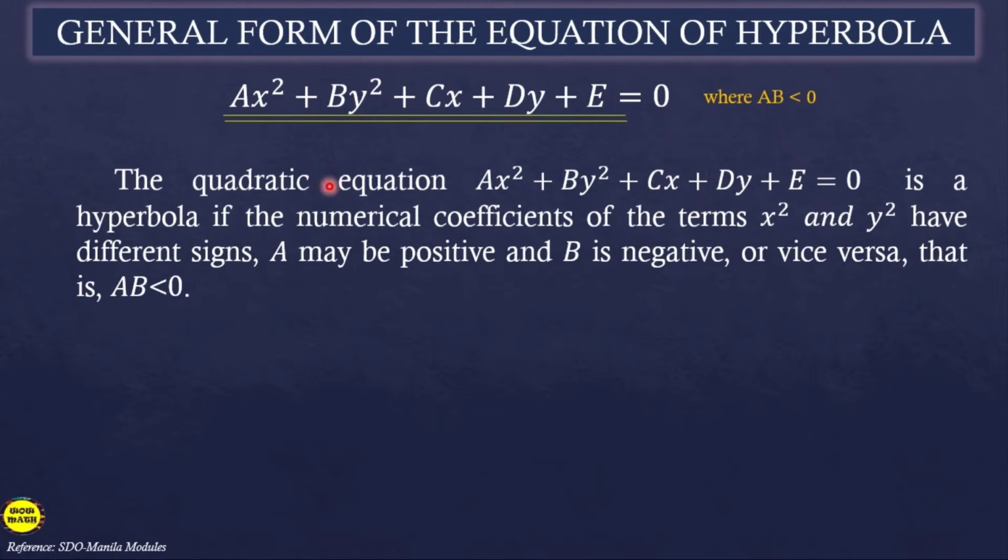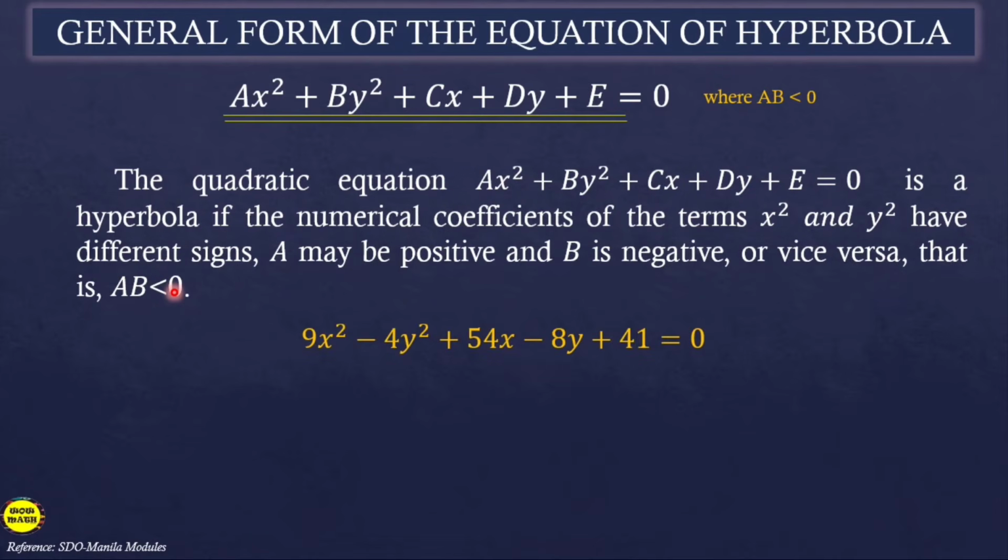And then, the quadratic equation ax squared plus by squared plus cx plus dy plus e is equal to 0 is a hyperbola if the numerical coefficients of the terms x squared and y squared have different signs. So, iba ito dun sa ellipse. Kung sa ellipse class, yung numerical coefficients ng x squared and y squared natin dapat pareho, parehong positive at parehong negative. Dito sa hyperbola, dapat magkaiba. A may be positive and B is negative or vice versa. So, different yung sign nila. And that is, the product of your A and B is less than 0.